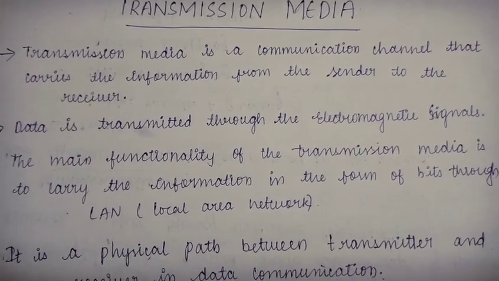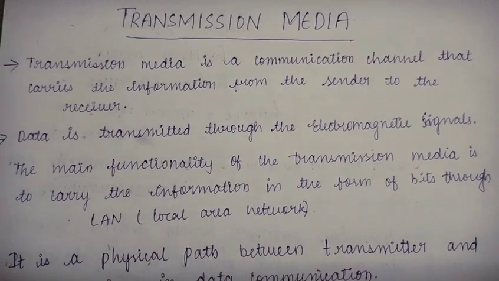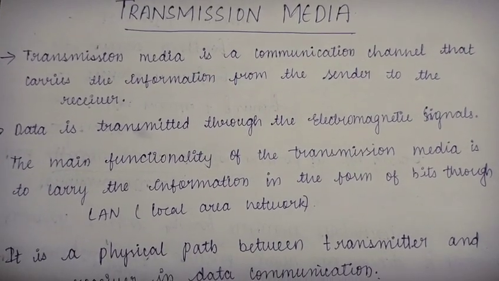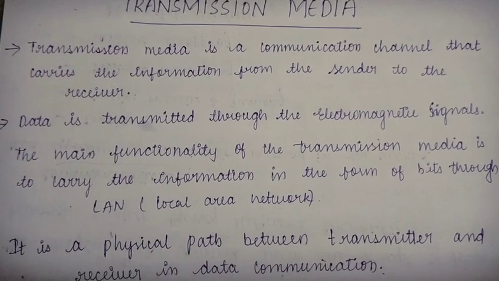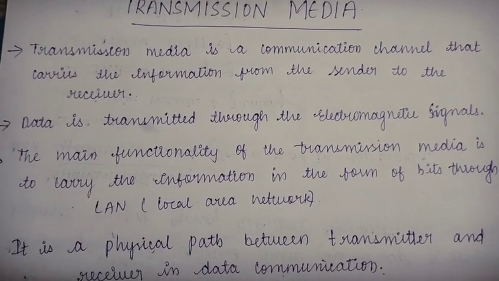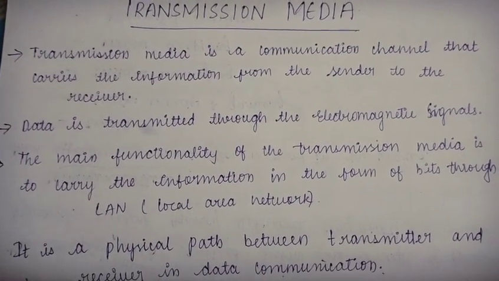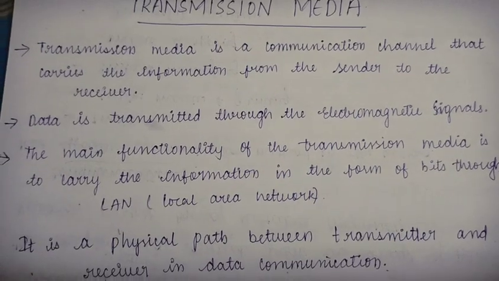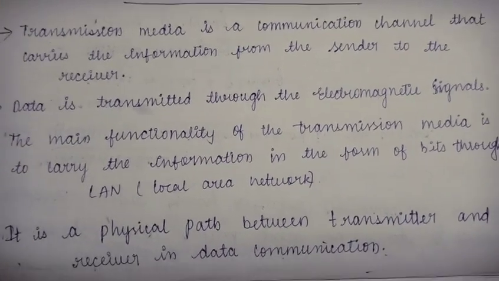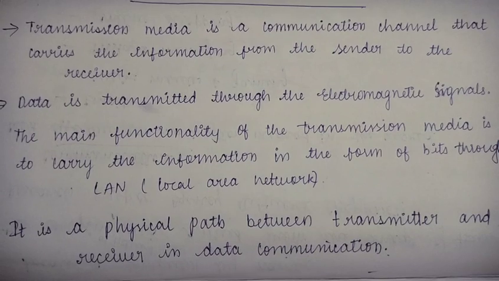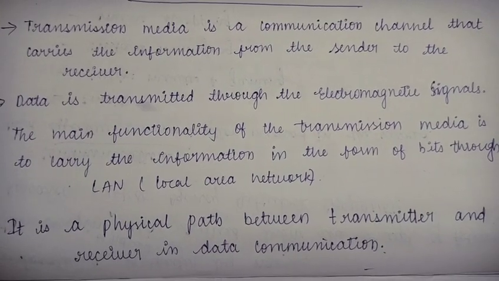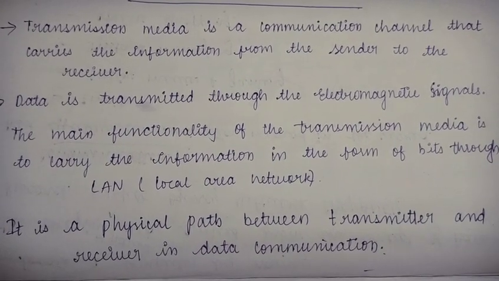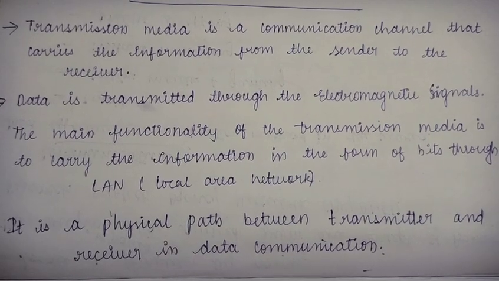Okay. Now data is transmitted through the electromagnetic signals. So how is the data getting transferred? It is getting transmitted through the electromagnetic signals. Okay, next one is the main functionality of the transmission media, which is to carry the information in the form of bits through LAN. LAN is nothing but local area network.